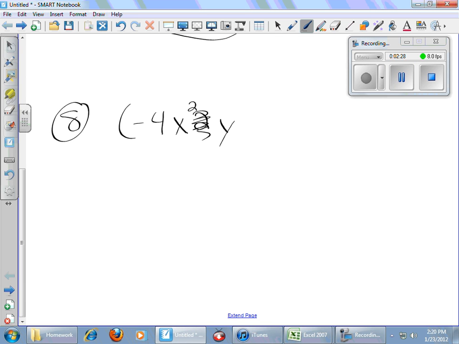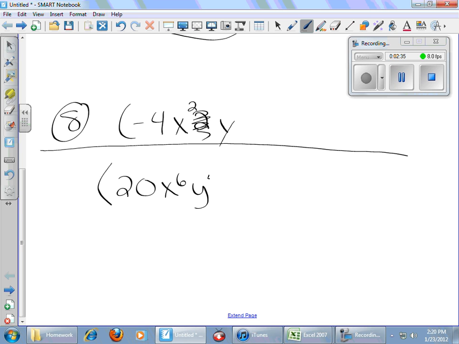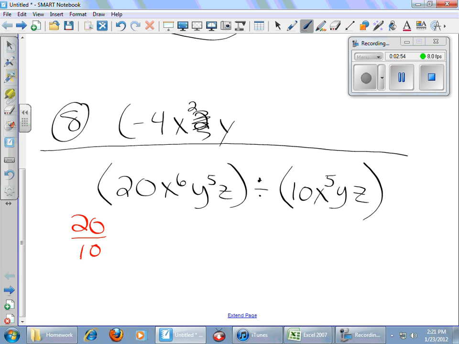Okay, now, for division, let's say I have 20 x to the 6th, y to the 5th, z, and I'm going to divide that by, let's say, 10 x to the 5th, y, z. All right. Well, I'd like to think about division as fractions. As you know, 20 over 10, well, that's 2. The coefficient is going to be 2. Then I think about x to the 6th over x to the 5th.